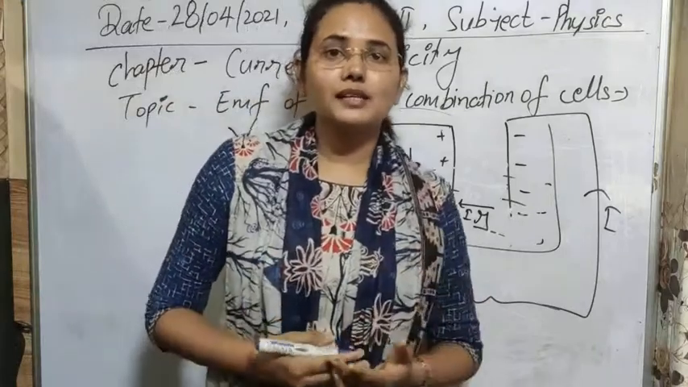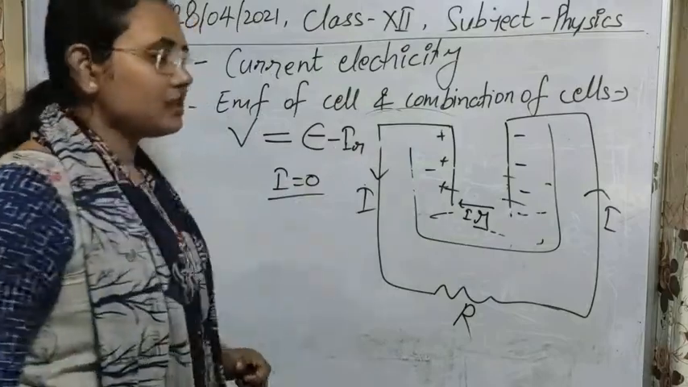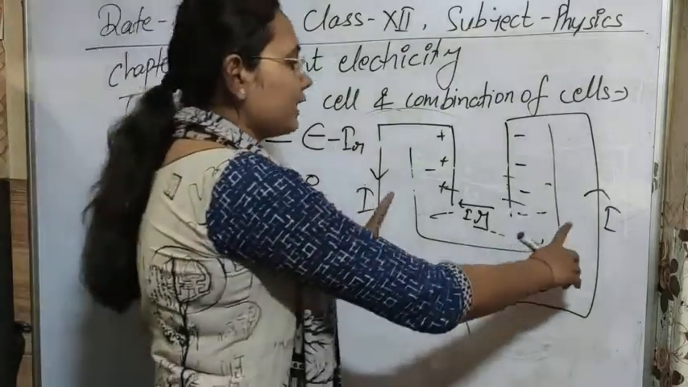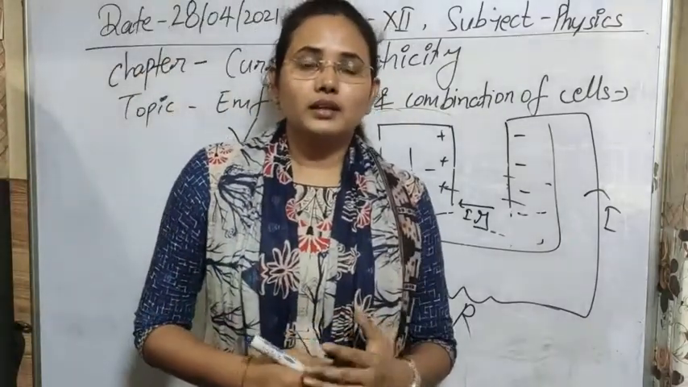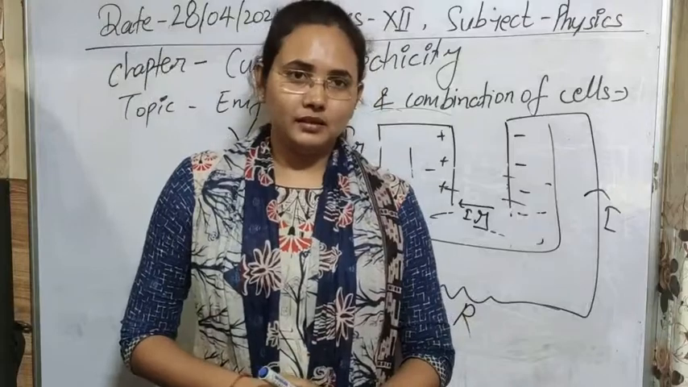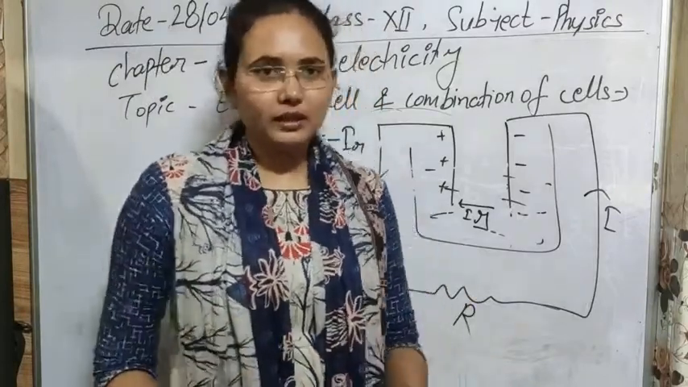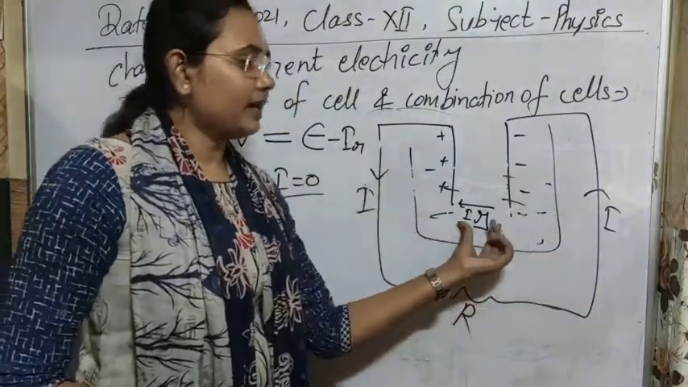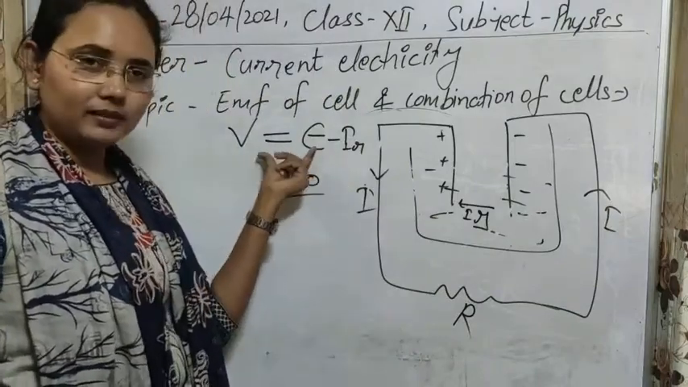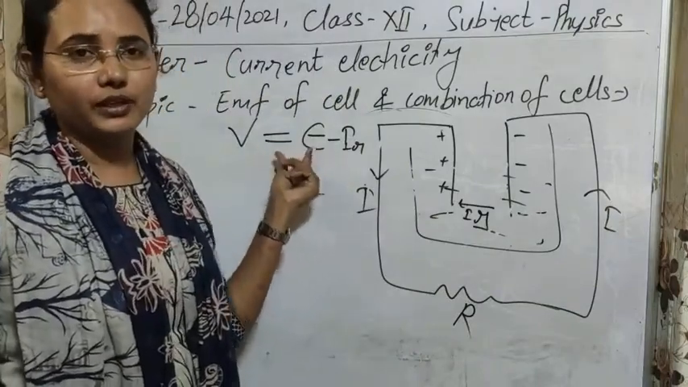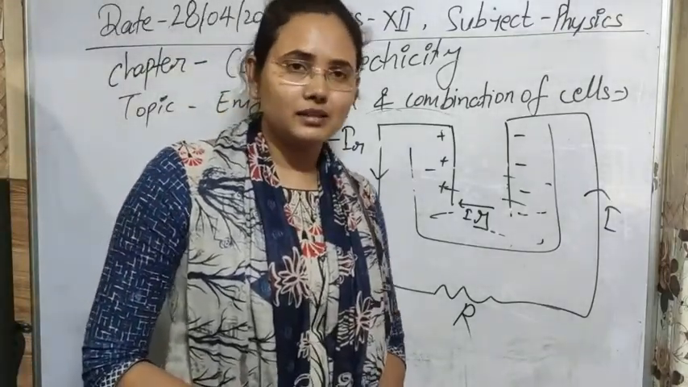Terminal potential is equal to EMF only when I becomes 0, and I becomes 0 whenever we are not connecting it through any outer circuit. So simply, EMF is called the potential of an open cell, and terminal potential is called the potential of a closed cell. Clear? Whenever we close it, this potential drop occurs. When we do not close it, this does not occur, and that is why this potential is equal to EMF. So this is the basic relationship between terminal potential, EMF and internal resistance.